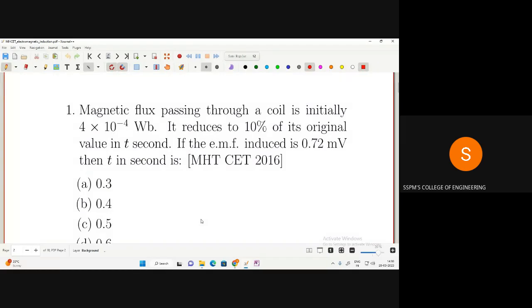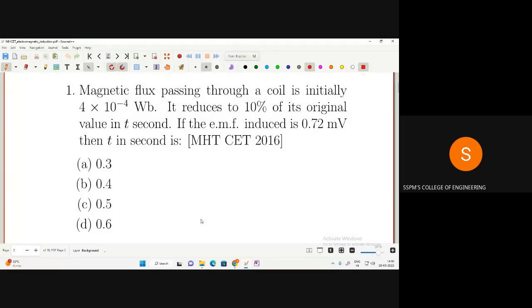During the solving of the examples, I will also explain the theory behind it. Okay, let me try to solve the first example.